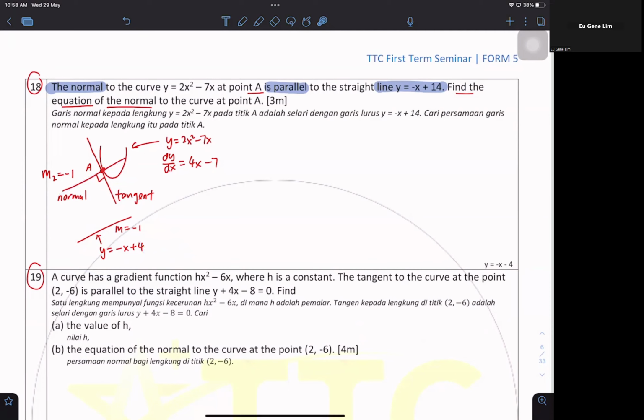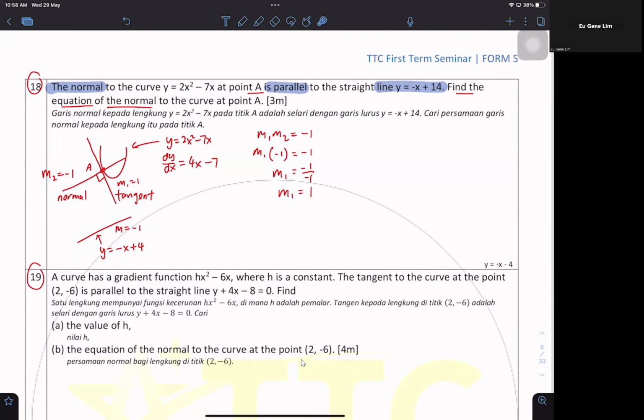Yes, very good. Find M1. Because you have M2, so why not find M1? M1 times M2 equals -1. That's the formula. M2 is -1, so bring over and divide. M1 is -1 divided by -1, which is +1. So the tangent gradient is 1. M1 is 1.